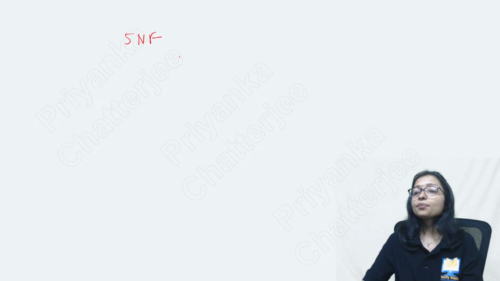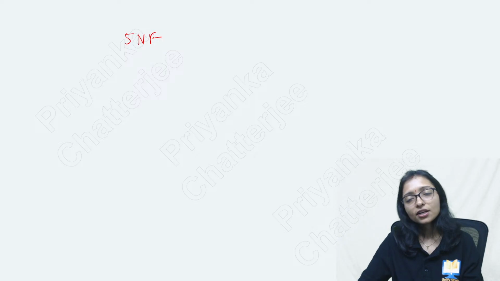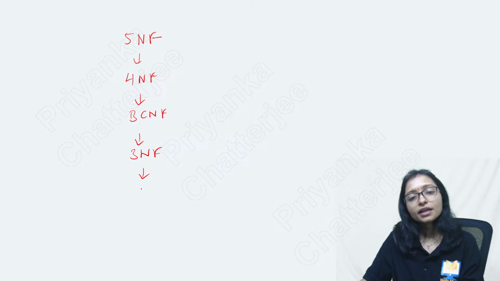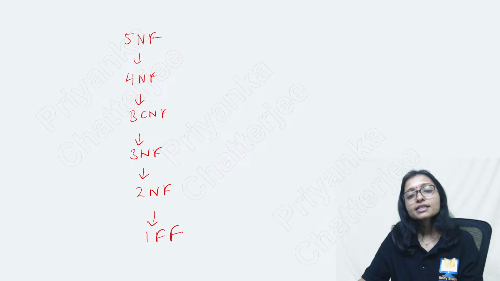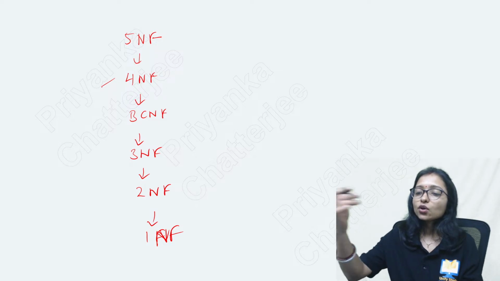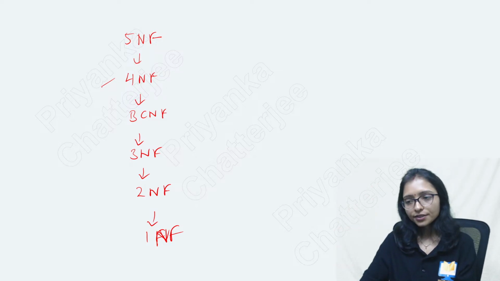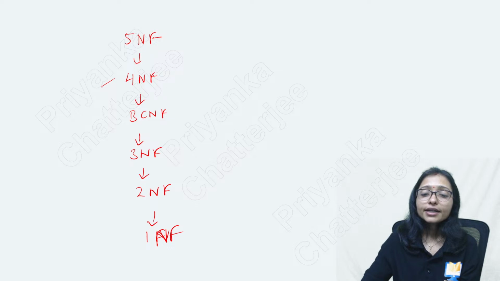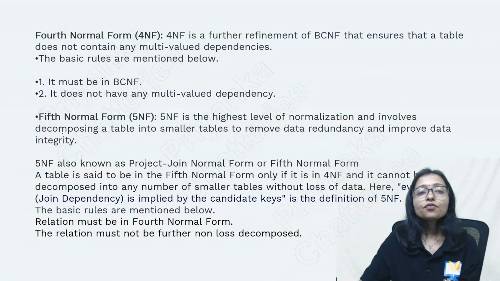First of all, 5NF. If any relation is in 5NF, then automatically it will be in 4NF, it will be in BCNF, it will be in 3NF, it will be in 2NF, it will be in 1NF. So it is upper to lower. If the upper one is satisfied, then the lower one is automatically satisfied.